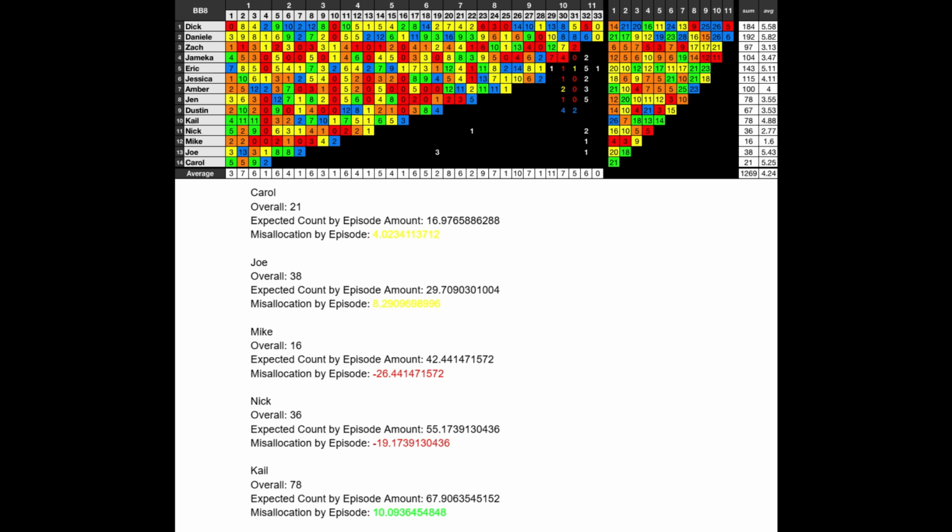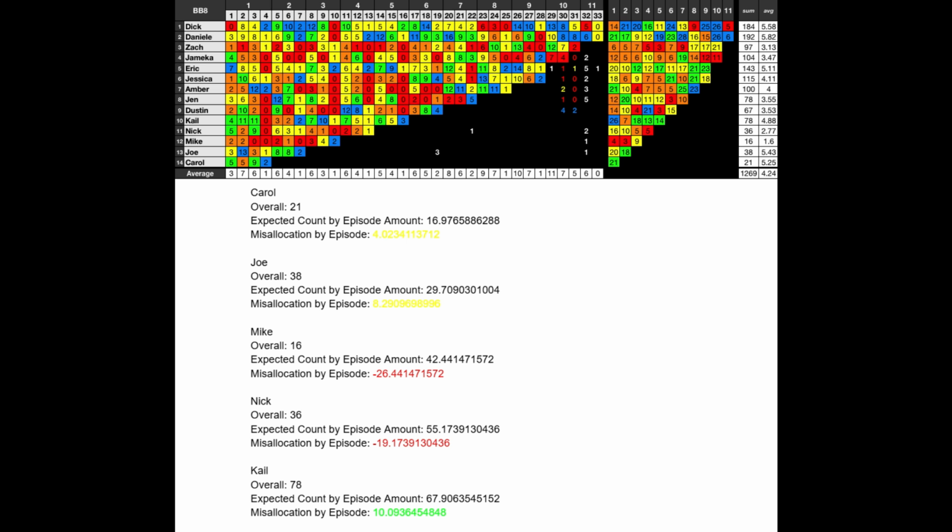Mike's overall confessional count, diary room count, is 16, and the expected count by episode amount for him is 42. This is a huge negative misallocation, as he received 26 fewer confessionals than he should have if the distribution of the confessionals were balanced. And I think he's in the running for one of the most under-edited people ever.